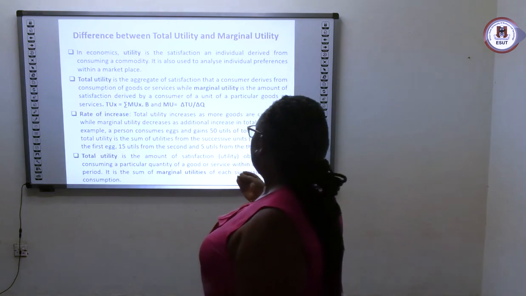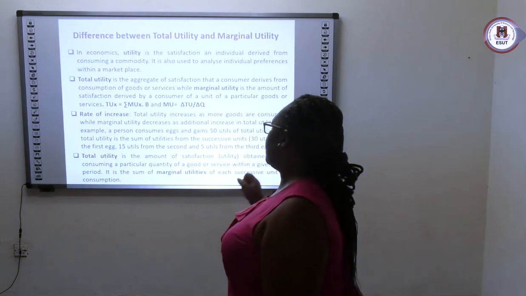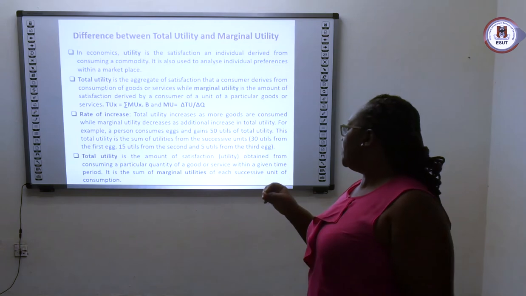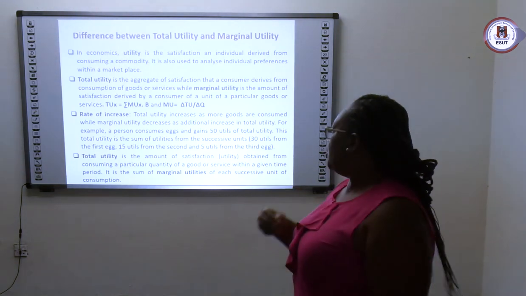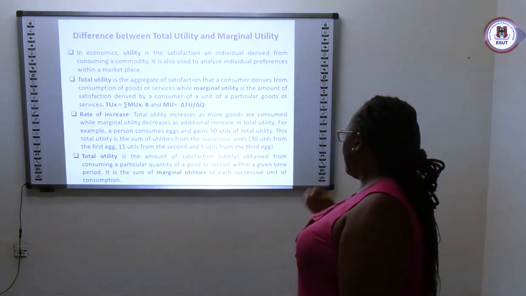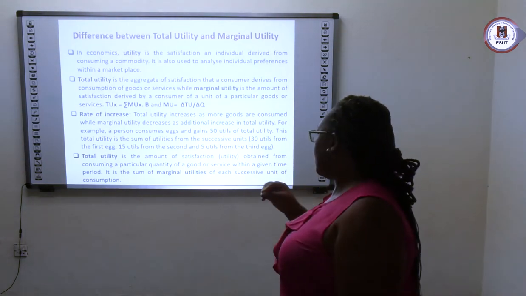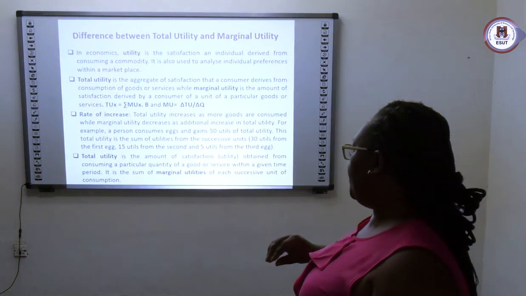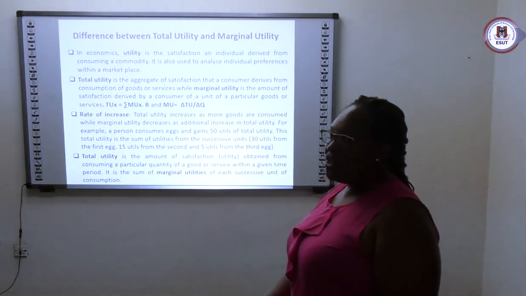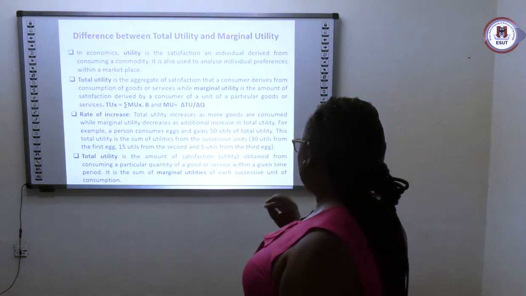Marginal utility is equal to the change in total utility over the change in quantity. Rate of increase: total utility increases as more goods are consumed. The more products you consume, the more the total utility increases. Total utility is the amount of satisfaction obtained from consuming a particular quantity of goods and services within a given period. That is, total utility is the amount of satisfaction derived from the general consumption of a particular product.